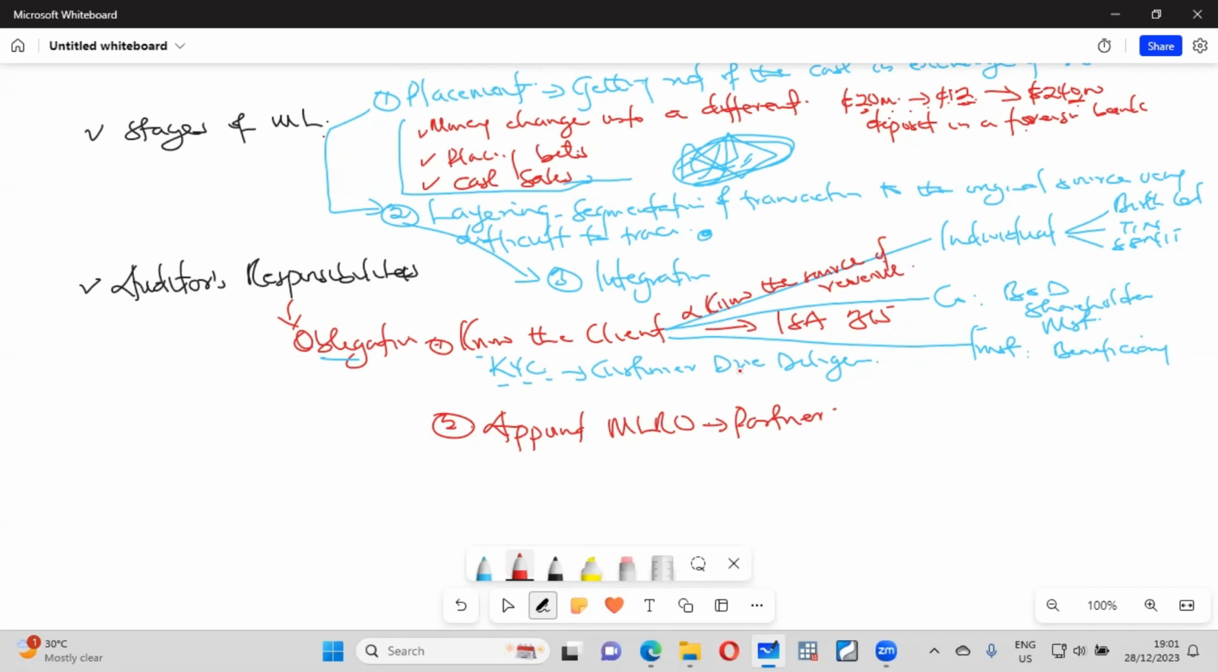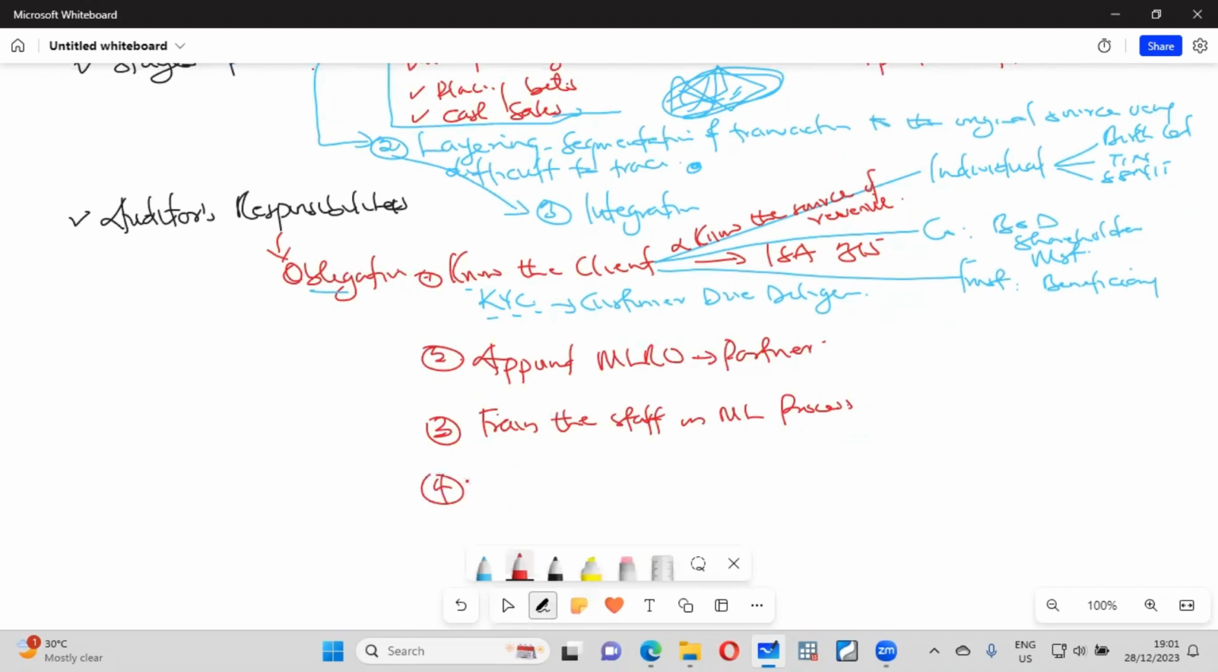Now, again, you have to train your staff on money laundering processes. All these things came in the exam. Train the staff, so that when they spot suspicions of money laundering, that is it. When you appoint the money laundering reporting officer and train your staff, you report internally to the money laundering reporting officer. But externally, you have to report it to the regulators, i.e. IOCO, ICAG, and what not. Very, very important.